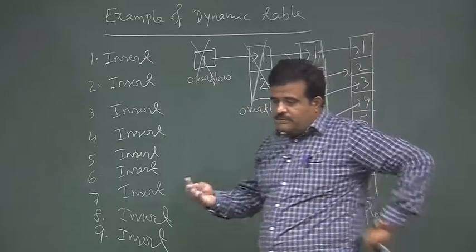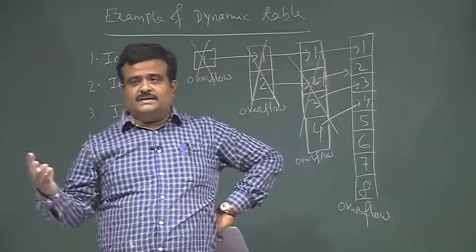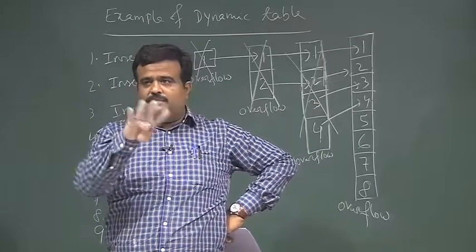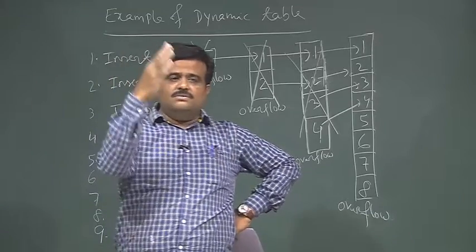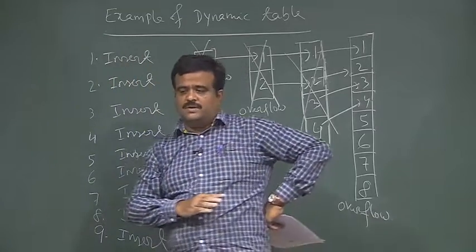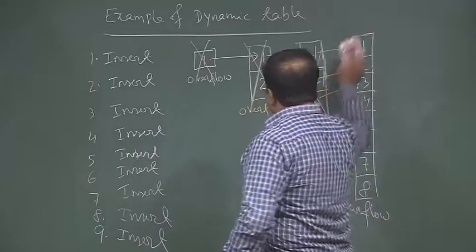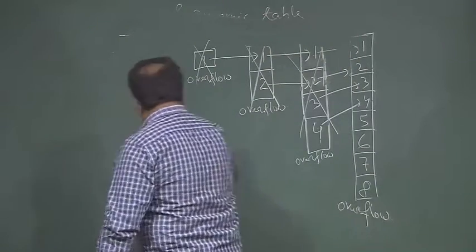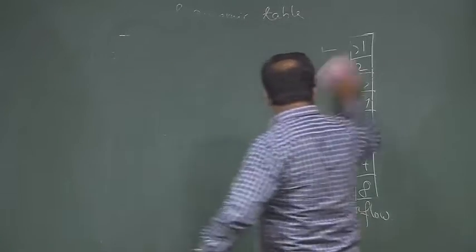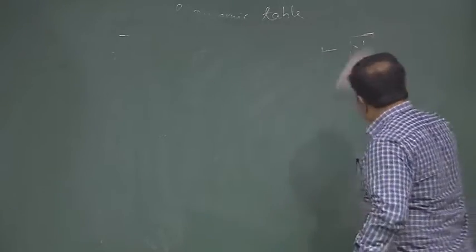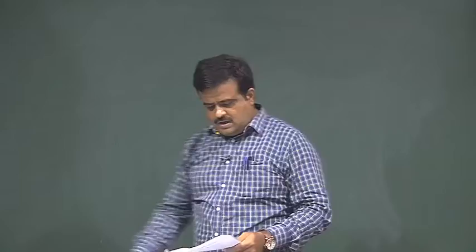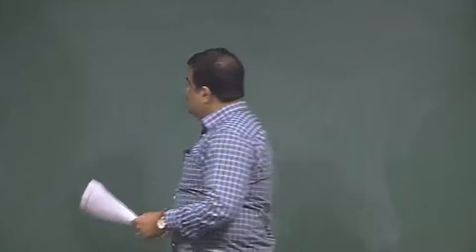So, once there is overflow, then we have to create a larger table, and once we have a larger table, we have to move all the existing items from the old table to the larger table, and then we have to free the old table. Okay. So, let us talk about the worst case analysis of this dynamic table.